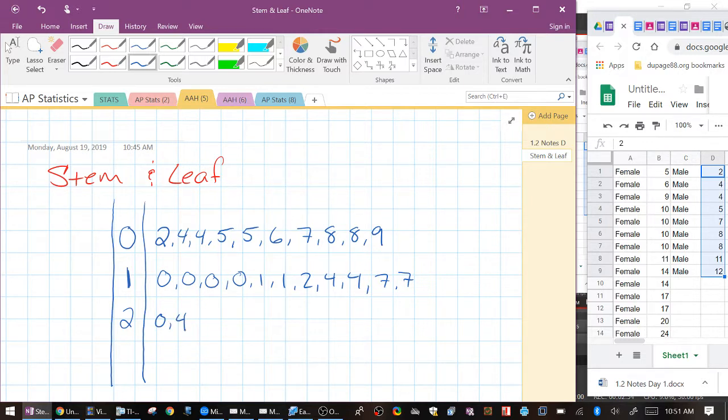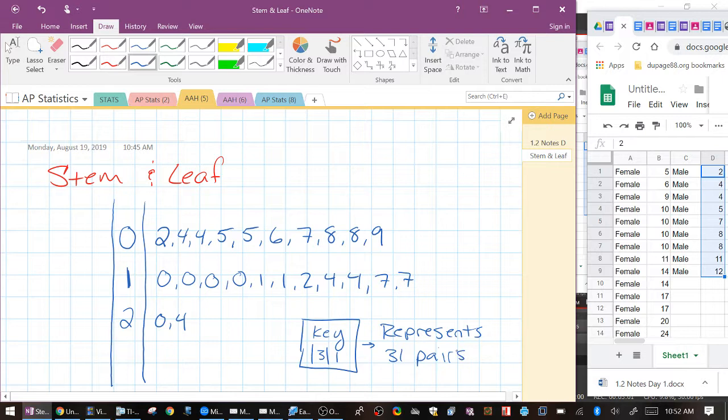Now, the one thing you have to make sure you do is we have to label this. And the way that we do that with a stem and leaf is we make a key. So I'm just going to do a little representation, for example, 3 inside the stem and a 1 outside. And I'm going to say that represents 31 pairs. So now I have it labeled and I know exactly what these numbers represent. Okay, so there is a stem and leaf.